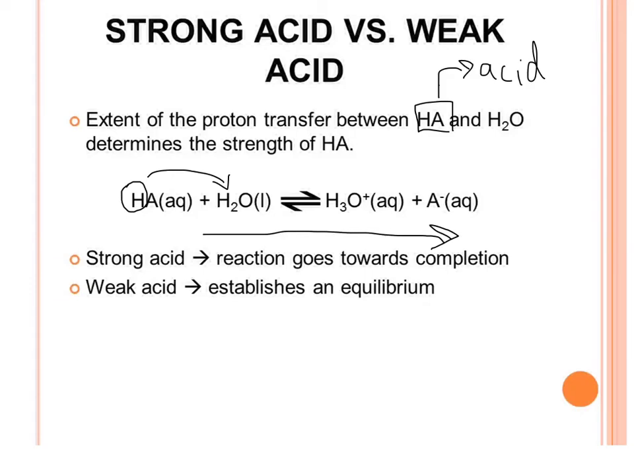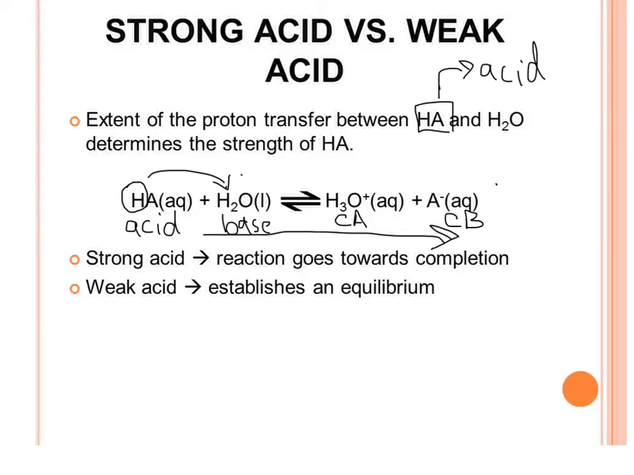A weak acid, on the other hand, doesn't donate its proton as readily, so instead it's going to establish an equilibrium, such as the one shown here. One other thing to note, if we look at acid-base pairs, HA is our acid, water is acting as our base. That means the hydronium is our conjugate acid, and A- is our conjugate base.